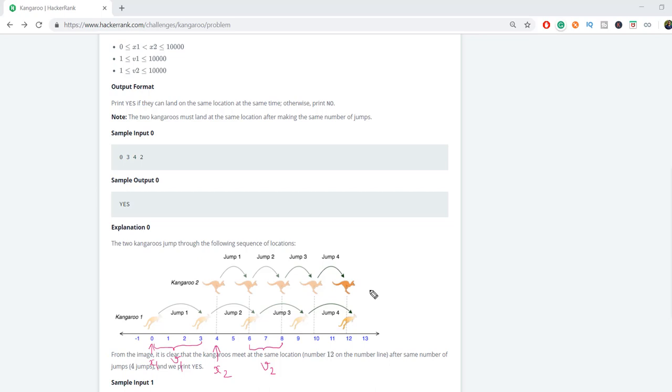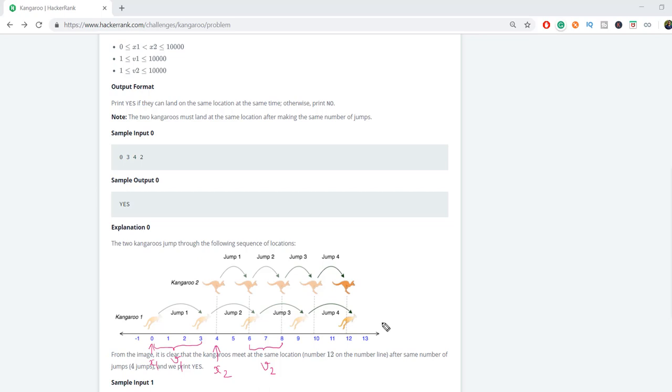Here they are not interested to know how many jumps exactly. They are just asking you to tell whether they will meet or not with the given x1, v1 and x2, v2 parameters. So here your task is to tell whether both will be able to meet at the same location at the same time or not. Here same time means the same number of jumps. So this is the problem guys.